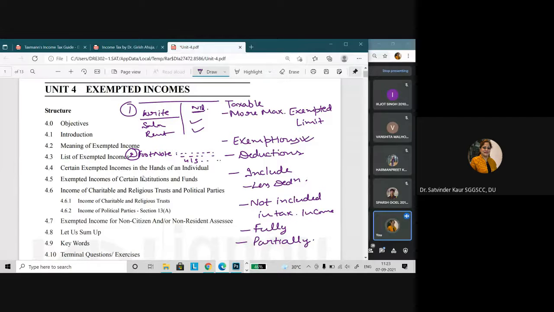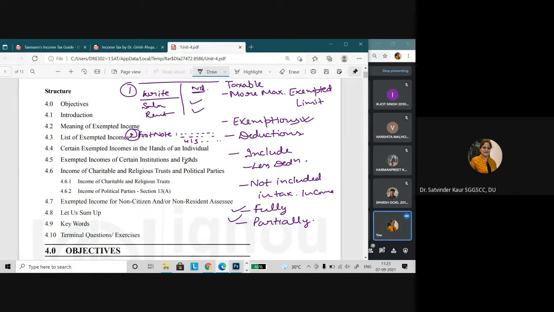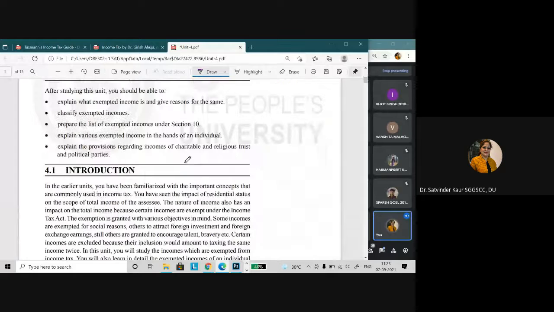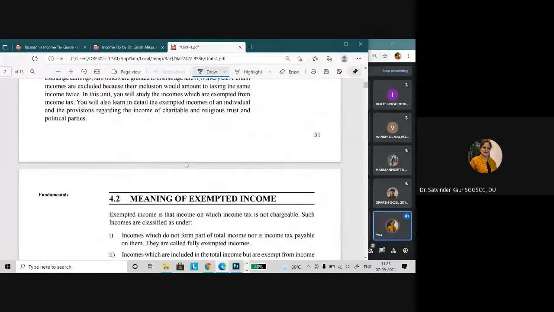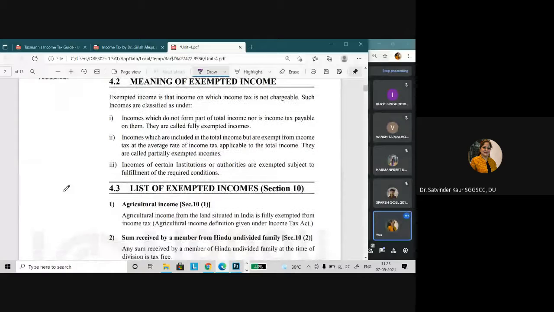And when we talk about the exempted income, under the different heads, the particular income would be taken into account fully or partially. Let's say we'll discuss the salary head: what all incomes are exempt or not to be included under the head salary and the different heads that we are going to consider. So exempted income is that income which is not chargeable under the Income Tax Act. It means it is not to be included in the total income.